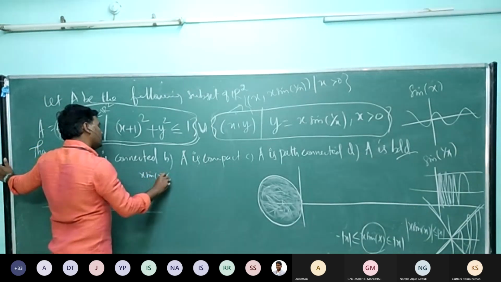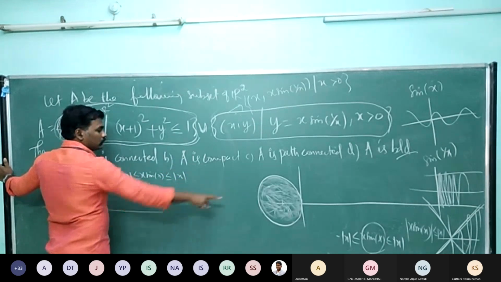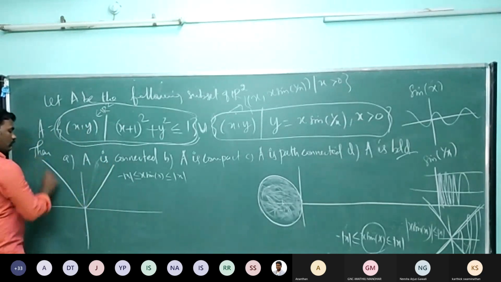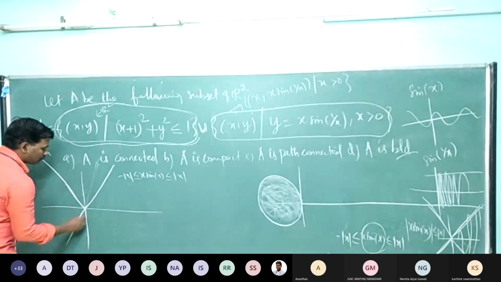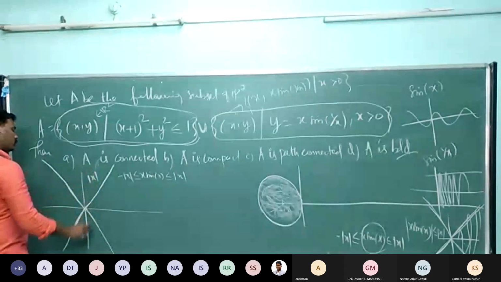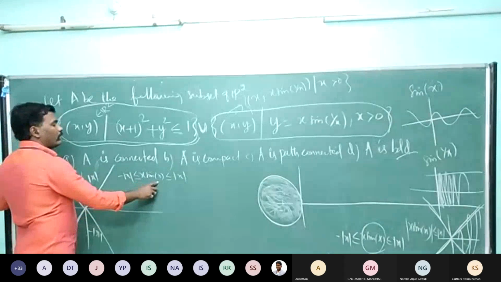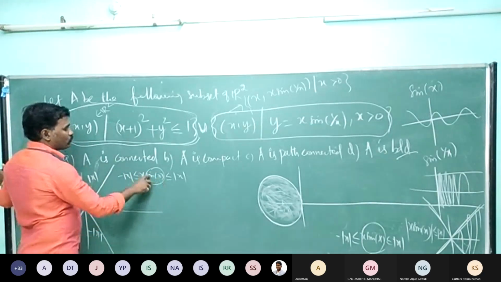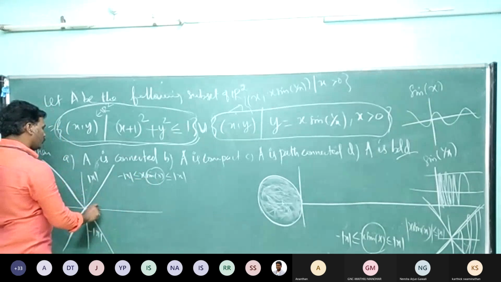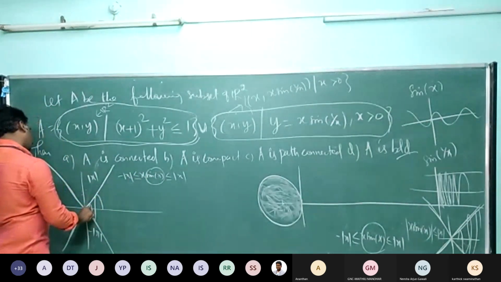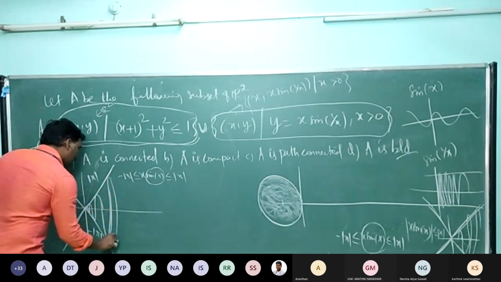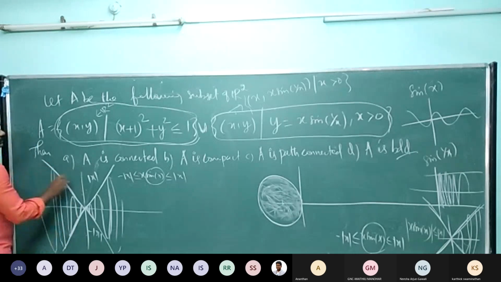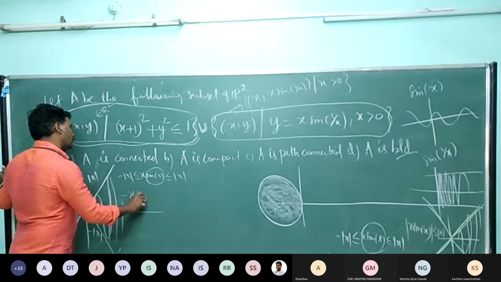x into sine x is bounded by mod x and greater than or equal to minus mod x. So this is mod x and this is minus mod x. Now whenever sine x takes the value 1, it behaves as the identity, and in that place it will be touching the x axis. Wherever sine x takes the value minus 1, it is minus x. So it goes like this, touching and keeps on going. Similarly this side also, touching and so on. This graph is the x into sine x graph.